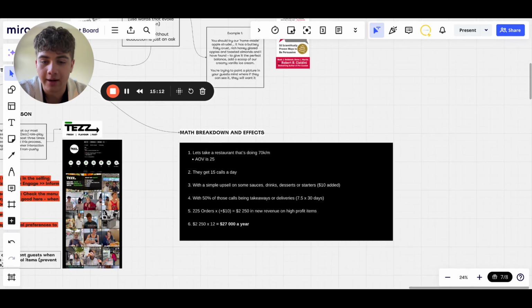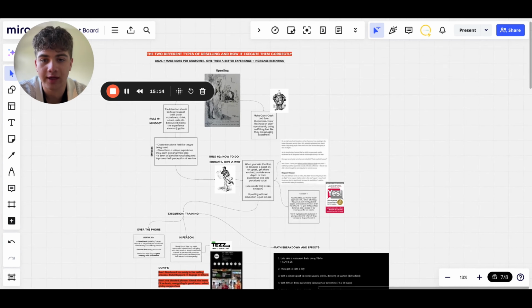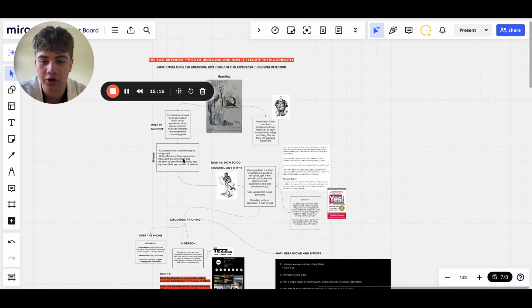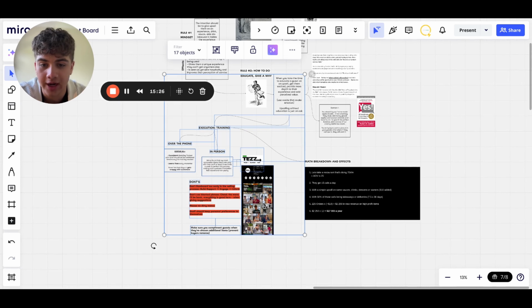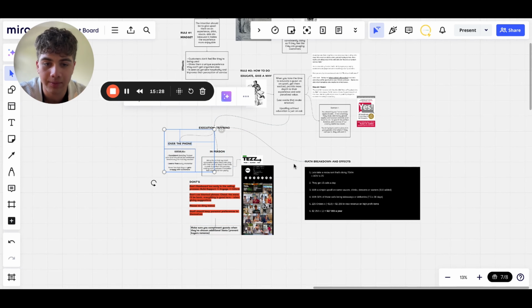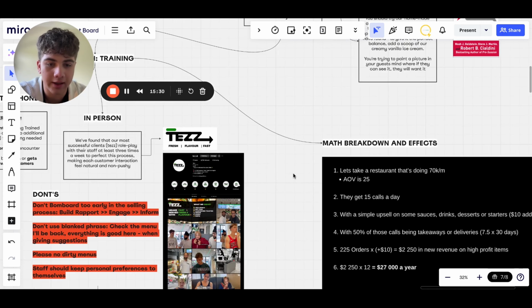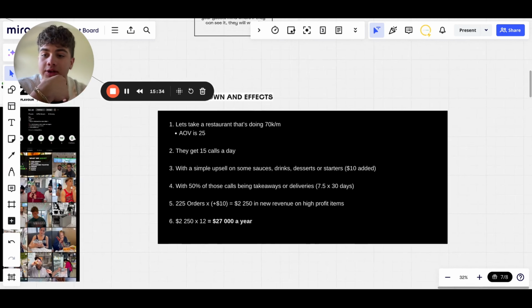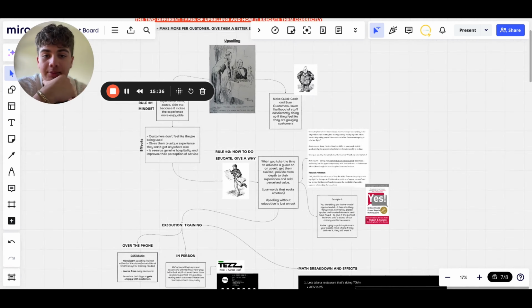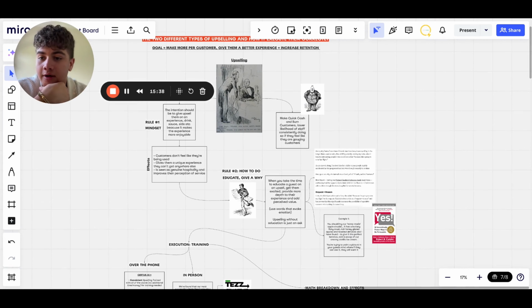Then the last thing I want to go over here is, I've given you the reasons as to how you should be doing this. The first thing, which was mindset, the intention behind upselling, how to do it, why to do it, and then also the two ways in which you can actually execute on this in training for your staff, which is over the phone or in person. But I also want to break down here what the actual math looks like in regards to value added per year, because I know for most restaurateurs when they look at this, they probably just see this as a hell of a lot of work, right?